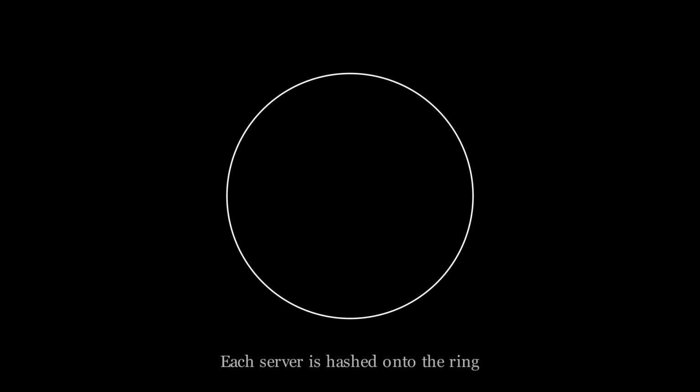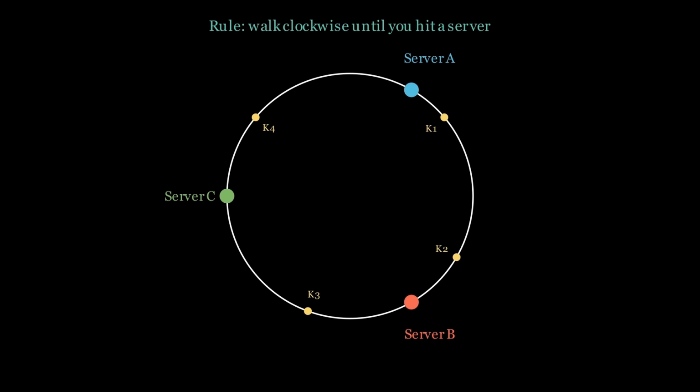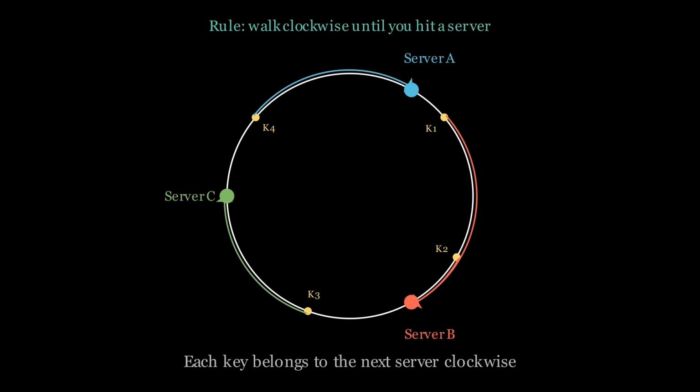You hash each server, and wherever it lands on the ring, that's its spot. Server A here, server B here, server C here, just points sitting on a circle. When a key comes in, you hash it, find where it lands, walk clockwise until you hit a server, and that server owns the key. That's the whole lookup. No formula to break, no modulo to recalculate.